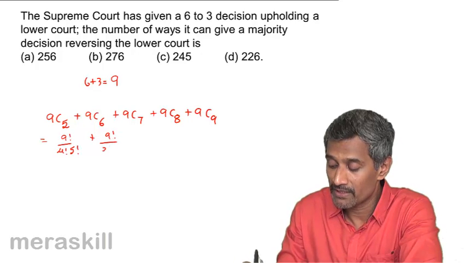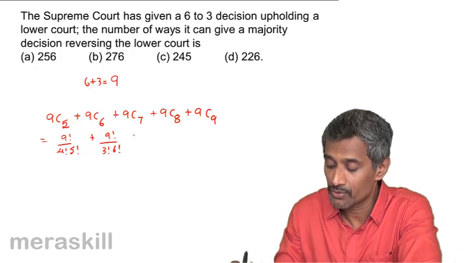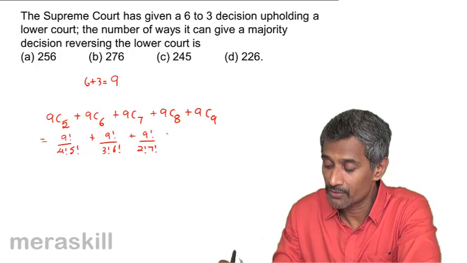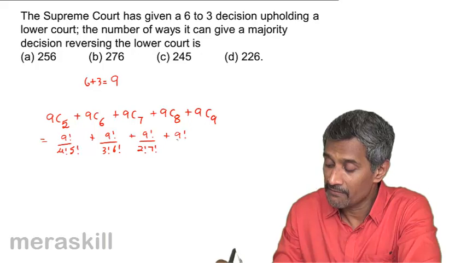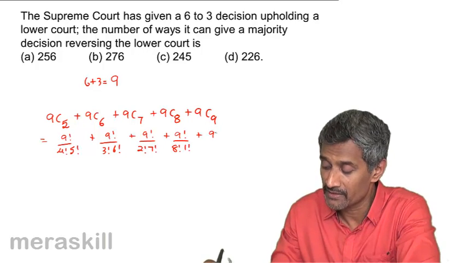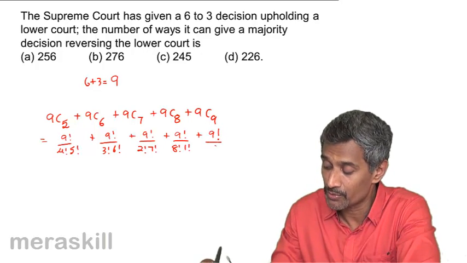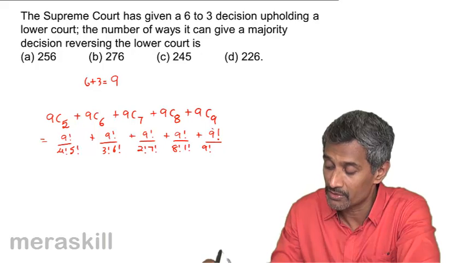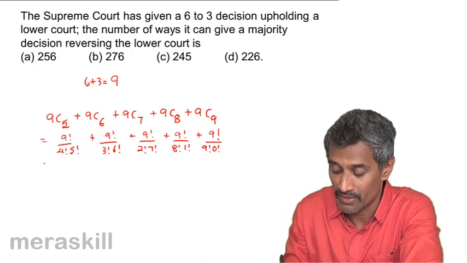which is going to be 9 factorial upon 4 factorial into 5 factorial, plus 9 factorial by 3 factorial into 6 factorial, plus 9 factorial by 2 factorial into 7 factorial, plus 9 factorial by 8 factorial into 1 factorial, and this in any case is going to be 1, but again just as a reminder, it's 9 factorial upon 9 factorial into 9 minus 9, 0 factorial.